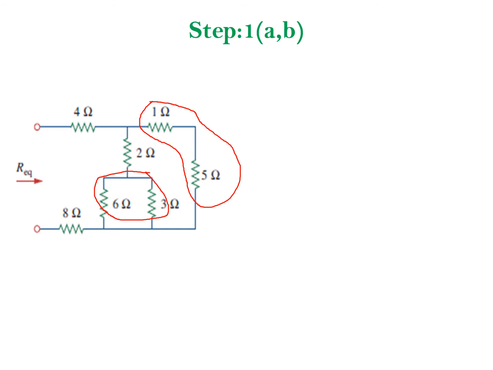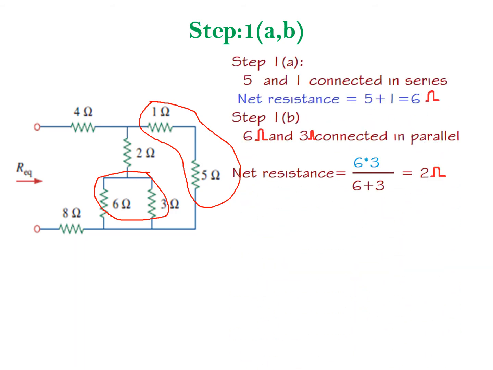How to reduce the series combination? By adding both. How to reduce the parallel combination? 6 into 3 divided by 6 plus 3. Okay, see step number 1. In A, 5 and 1 are connected in series, so 6 ohm. In B section, 6 ohm and 3 ohm are connected in parallel. Net resistance is 6 into 3 divided by 6 plus 3, that is equal to 2 ohm.